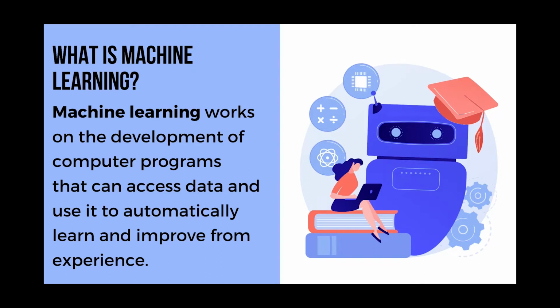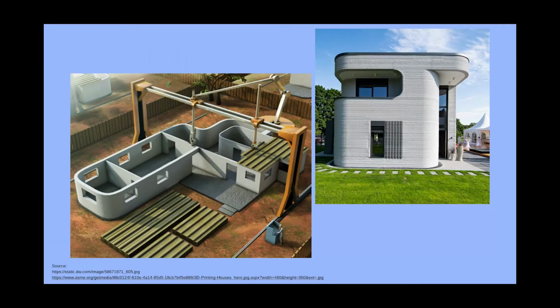Machine learning works on the development of computer programs that can access data and use it to automatically learn and improve from experience. This enables machine learning to help us do complex tasks, such as 3D printing of entire houses. By using algorithms and large datasets, machine learning can automate design and planning, helping to address construction challenges such as structural integrity and material efficiency. It can also customize designs based on environmental conditions. It can help reduce cost and time while increasing precision, and has the potential to transform the construction industry.